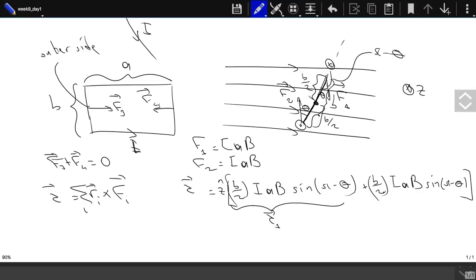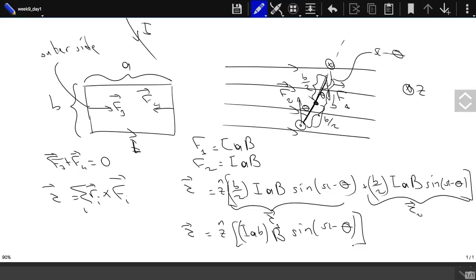Now, if we just combine, this is due to force 2. If you just combine them, the total torque acting on my system is just in the z direction. Both of these terms are in fact the same. Both forces contribute the same to my torque. This is equal to I times AB times B times sine of pi minus theta. So this is the torque acting on this rectangular loop circuit due to the magnetic field.